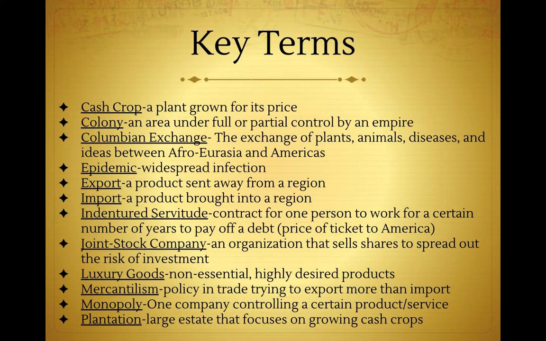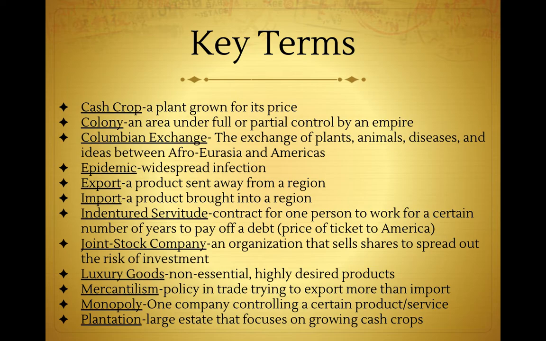Indentured servitude is an idea where you have a contract for one person to work a certain number of years to pay off a debt. It doesn't necessarily have to be years, it could be months or something like that. But in the case of the Americas, we're going to be talking about Europeans having someone pay for them to make their way over to America, and they're going to have to work a certain number of years to pay off the cost of that trip to get them over there.